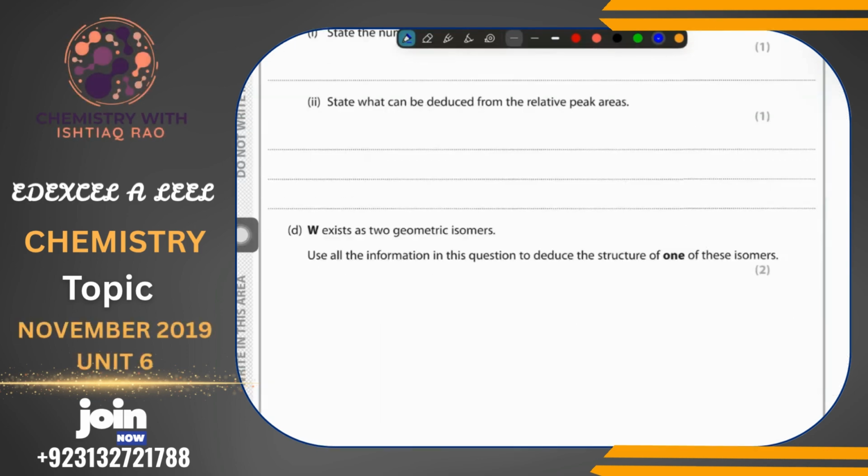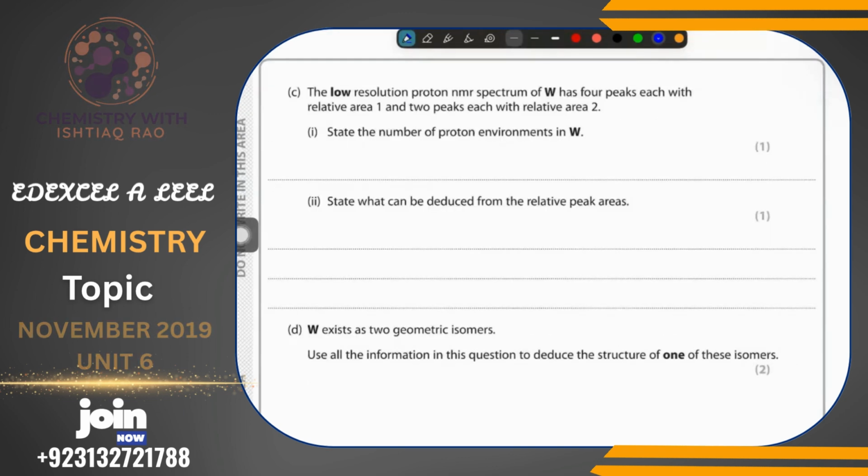Okay, so the low resolution proton NMR spectrum of W has four peaks, each with relative area 1, and two peaks each with relative area 2. State the number of proton environments in W. So what do you mean by this? 2 plus 2, then 1 plus 1. It's going to be 6.